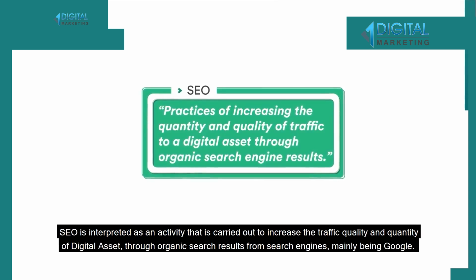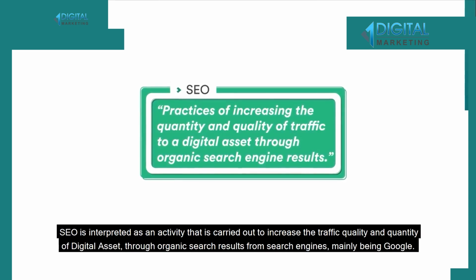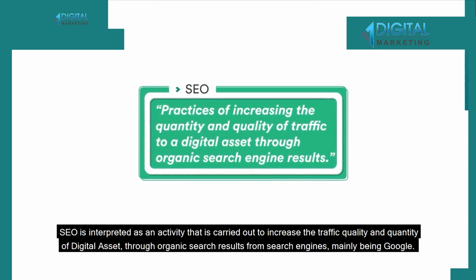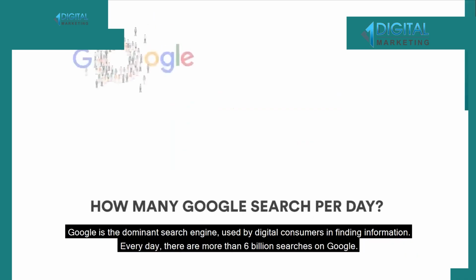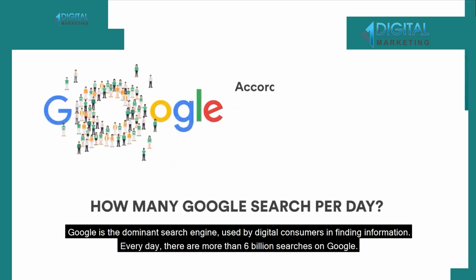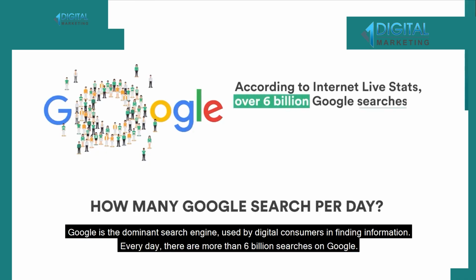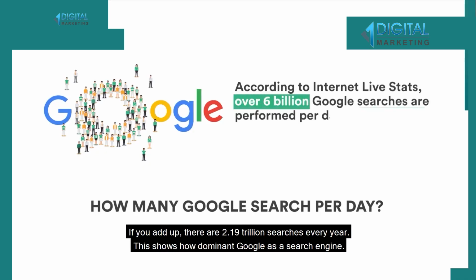SEO is interpreted as an activity that is carried out to increase the traffic quality and quantity of digital assets through organic search results from search engines, mainly Google. Google is the dominant search engine used by digital consumers in finding information. Every day, there are more than 6 billion searches on Google. If you add up, there are 2.19 trillion searches every year. This shows how dominant Google is as a search engine.